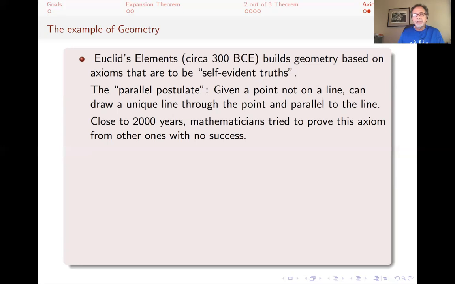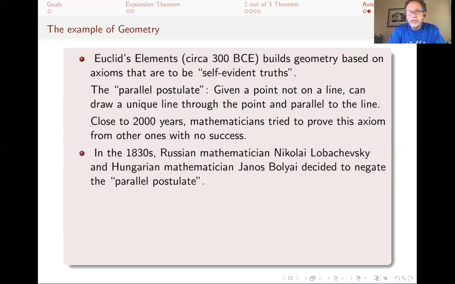Then eventually, in the 1830s, in the 19th century, the Russian mathematician Nikolai Lobachevsky and the Hungarian mathematician János Bolyai independently decided to do something else. They said, well, heck with this axiom. What if we take this axiom out and we put a different axiom in? Put an axiom in that given a point not on a line, there are at least two lines that go through it parallel to the given line, or there are no lines that go through that point and are parallel to this given line.